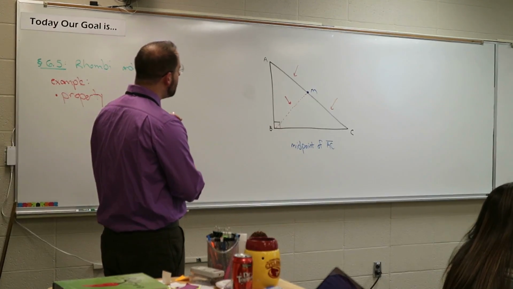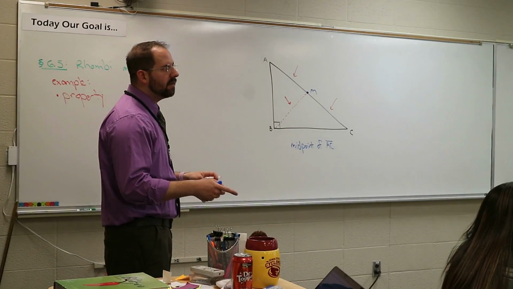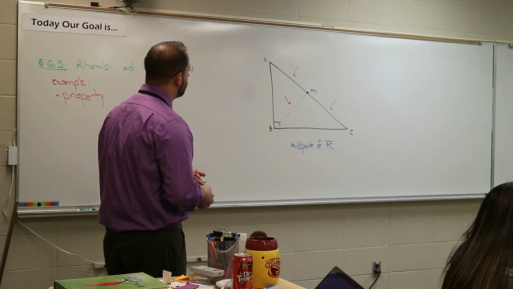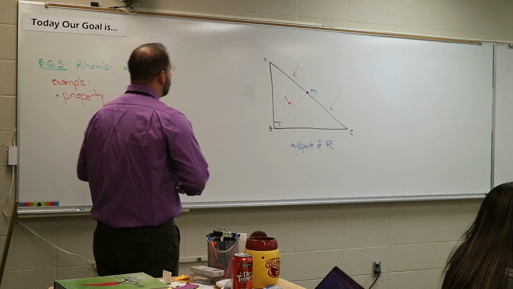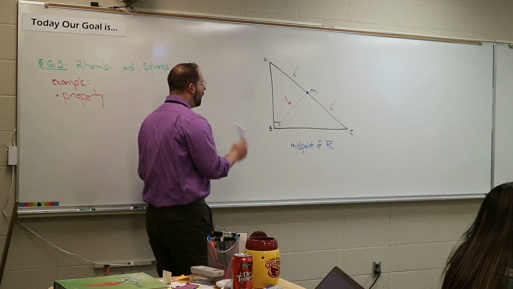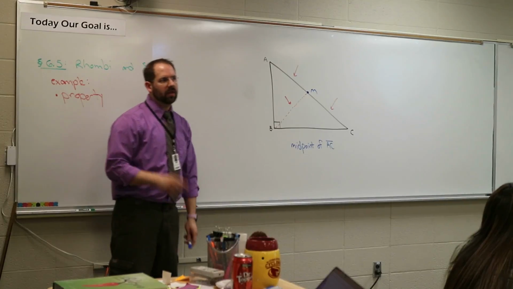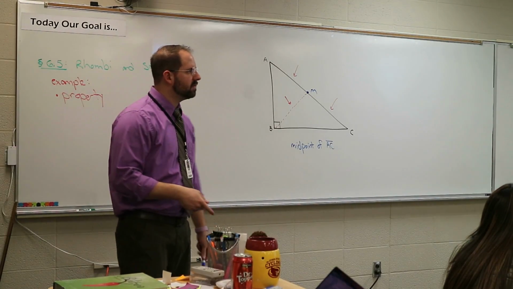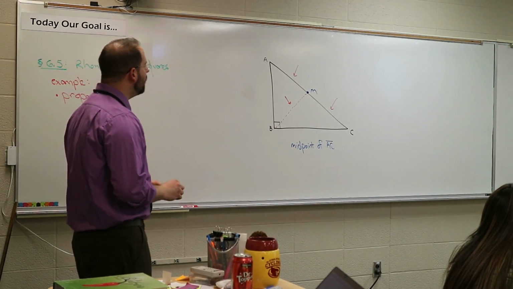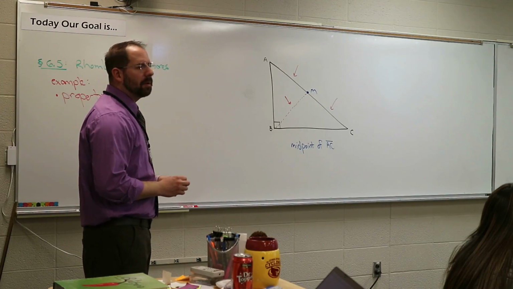So the wall AB, the wall BC could be different than those other three that I have arrows pointing towards. They could be different. So they don't necessarily have to be the same as the others. But why does this work? That was the question I wanted to see if you guys figured out. Why does this property actually work?